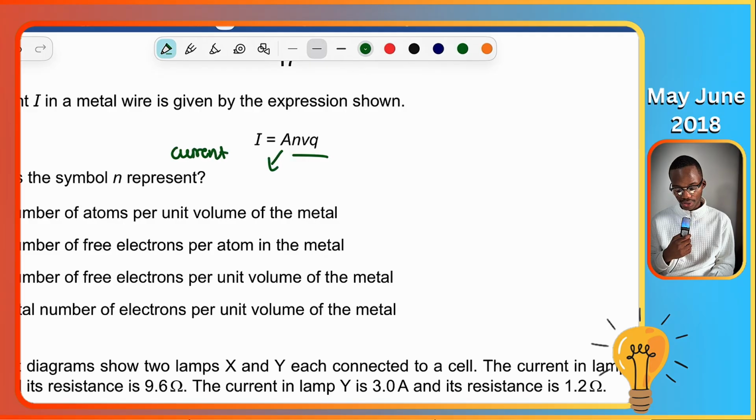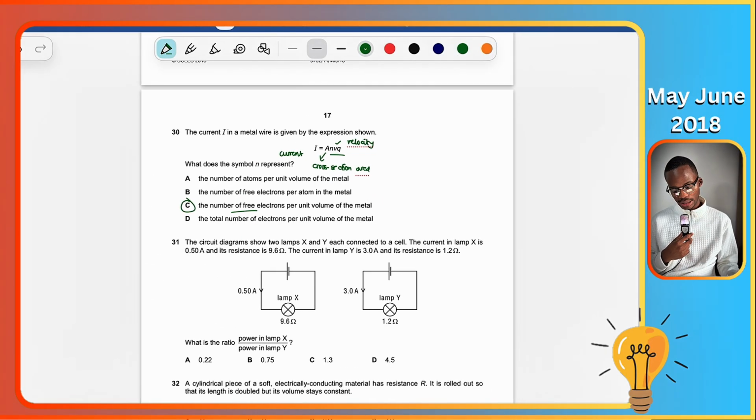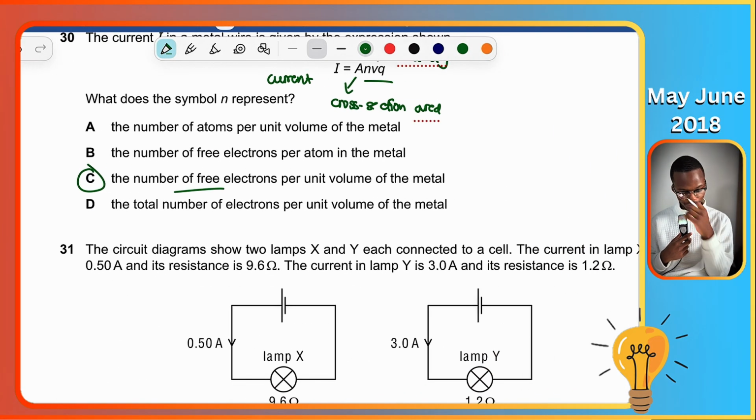A is the cross-sectional area that current is flowing through. n is the number of free electrons, emphasis on free, not the total number of electrons, but rather the free electrons that are available to move. And v is the velocity. And q is the charge of an electron. And yeah, that should be it.